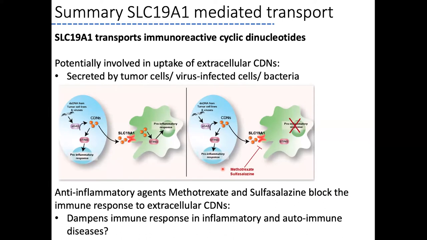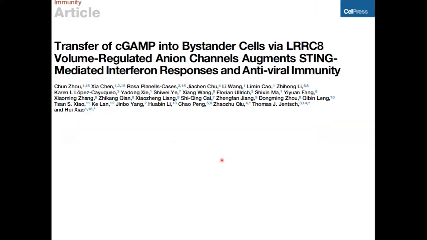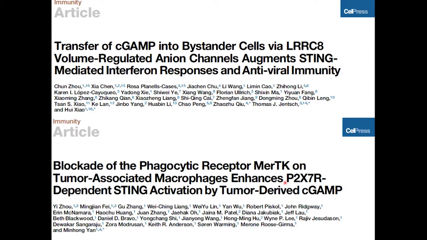And it would be very interesting to know if this is also something that happens in patients treated with autoinflammatory diseases. So since we and another group found SLC19A1, there have been a few other reports that suggest that other transporters may also play a role. And one of them is the volume regulated anion channel called LRRC8. And then there's yet another paper that suggests that this transporter P2X7R may play a role in the uptake of cGAMP in certain mouse cells. We didn't find these two transporters in our screen.